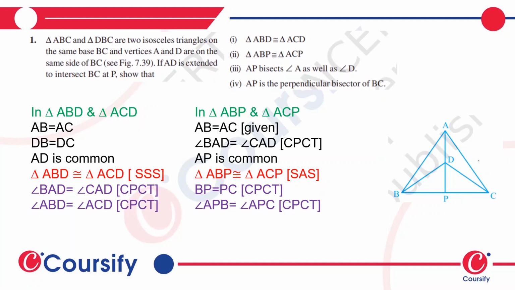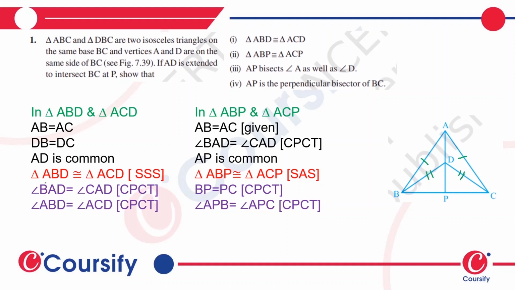Considering these two slant triangles, ABD and ACD, we have AB equals AC because it's an isosceles triangle, so this side is equal to this side. DB equals DC because this small triangle DBC is also an isosceles triangle, so these two sides are also equal, and AD is common.